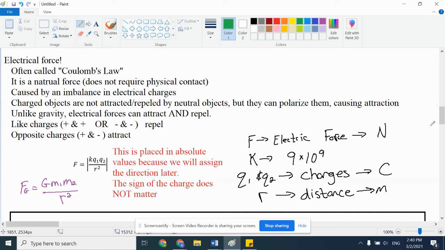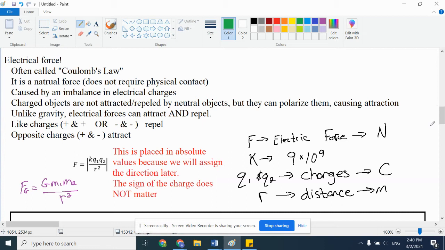If you're not touching the rope, there's no tension. Gravity is a natural force. You jump out of an airplane, the earth pulls you down, even though it doesn't touch you. Electrical force is just like gravity in that it's a natural force and therefore does not require physical contact. Now, the electric force is caused by an imbalance in electrical charges.